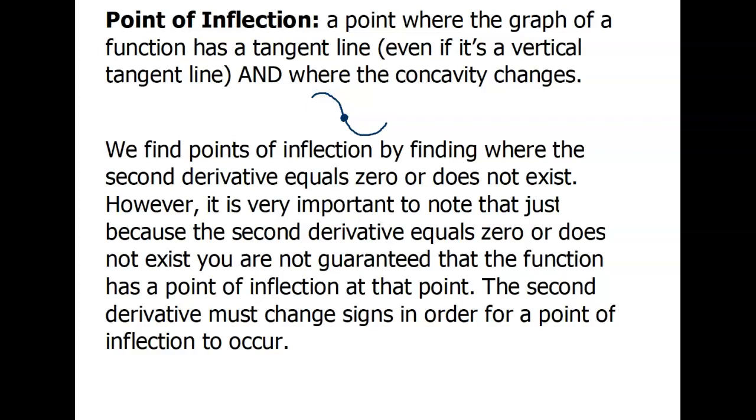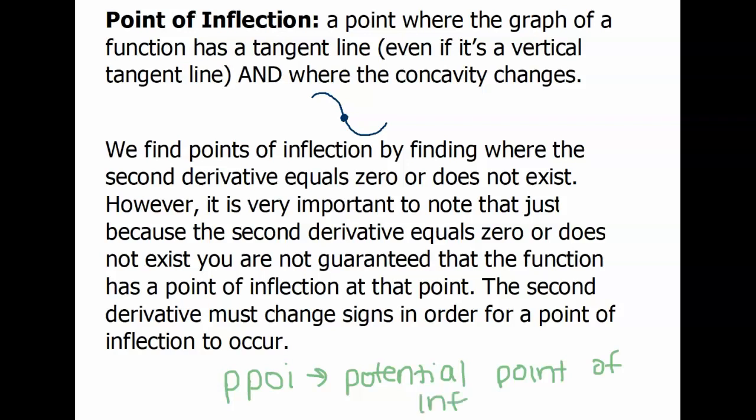So we call them critical points for the first derivative test. On the second derivative test, we're going to call them PPOIs. PPOI stands for a potential point of inflection. So you may see me write PPOI, possible or potential point of inflection. So we don't call them critical points on the second derivative test, we call them PPOIs.